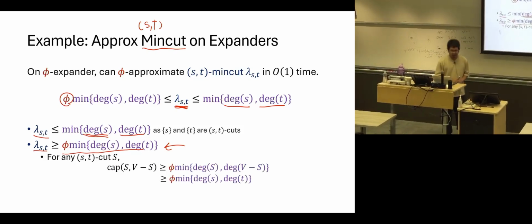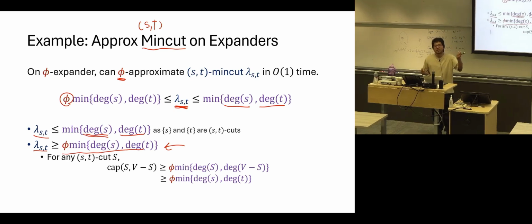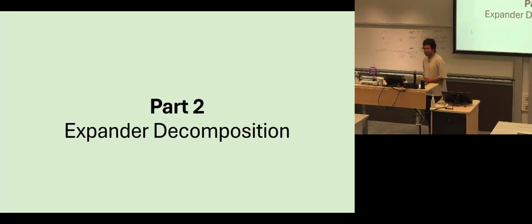Okay. Questions about this? Okay. So you see, if phi is close to 1, then you can get a good approximation of any pair of ST min cut value immediately. Then you don't need to do much, just look at the degree.